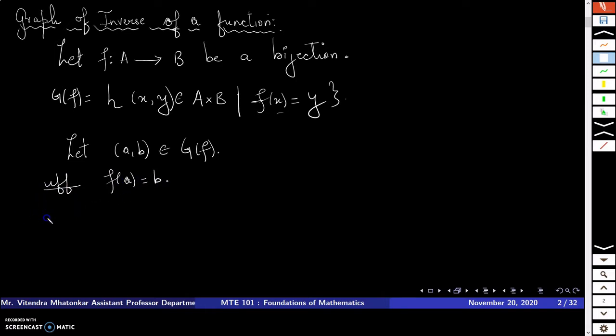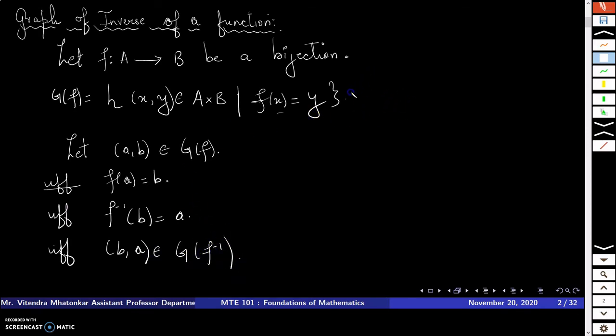And in the last video I did a result which said if f is a bijection, then f of a will be equal to b if and only if f inverse of b is equal to a, right? So f inverse of b will be equal to a. This we have already seen. That means image of the point b is a under the function f inverse. So the point b comma a will lie on the graph of the function f inverse.